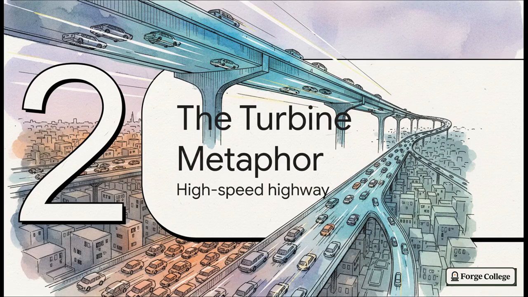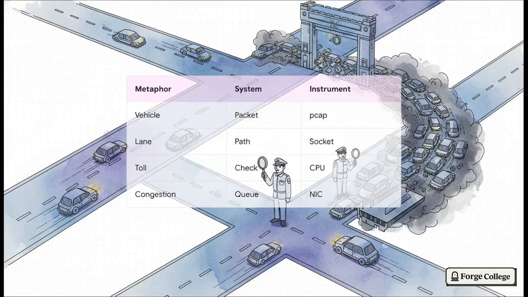Moving on to Section 2, the turbine traffic metaphor, it's time to build ourselves a high-speed highway. Okay, let's be honest, networking theory can be pretty dry. So we're going to visualize Solana's Turbine protocol as this highly specialized ultra-fast highway system built right over top of a standard congested city street grid.